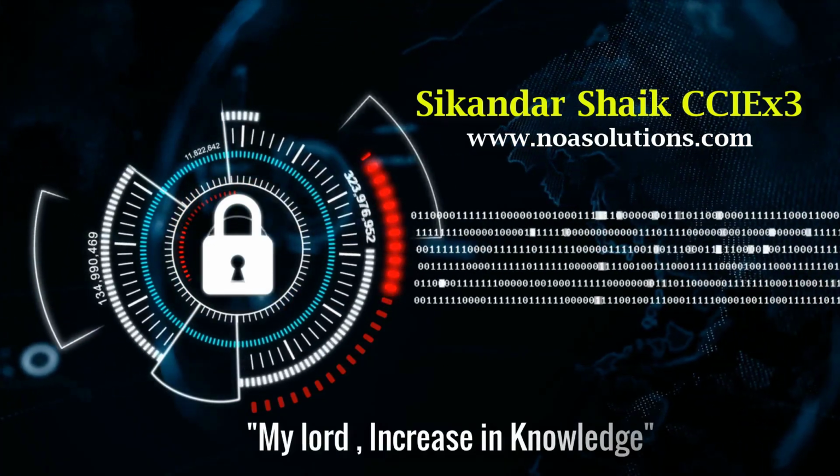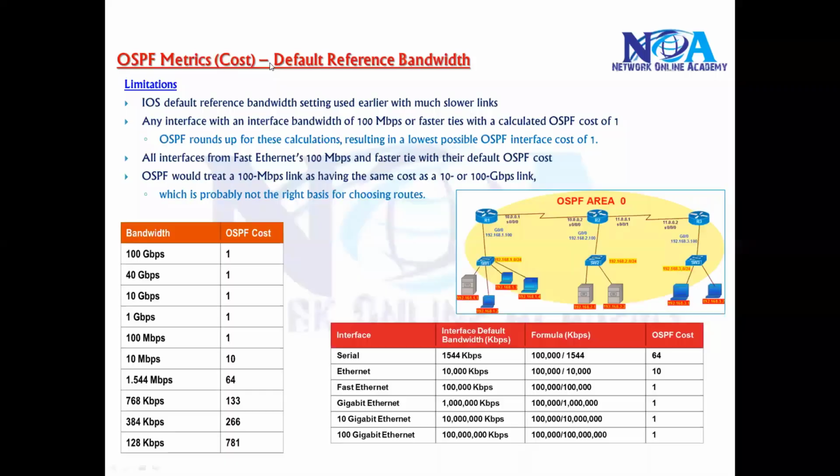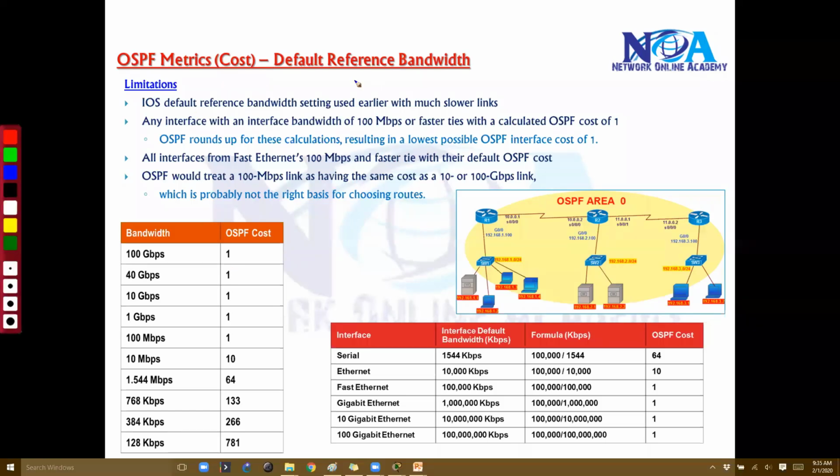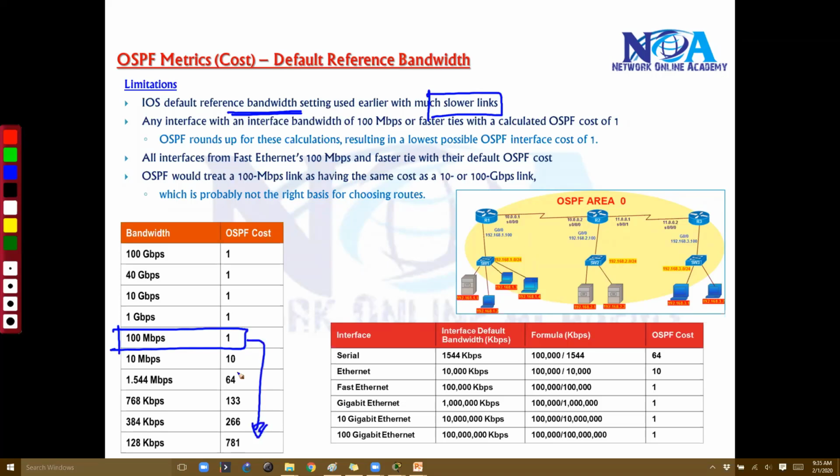رب زدني علما. So one of the main limitations, as I said, with the default reference bandwidth is that initially, when they started, it was probably very good with slower links. Even if your bandwidth is up to 100 Mbps, this is really good. The cost values can differentiate up to 100 Mbps. But when your link speed goes above 100 Mbps, then basically there is no differentiation.